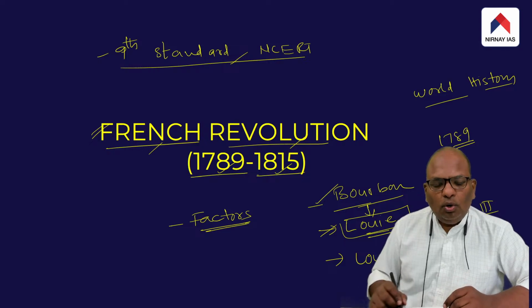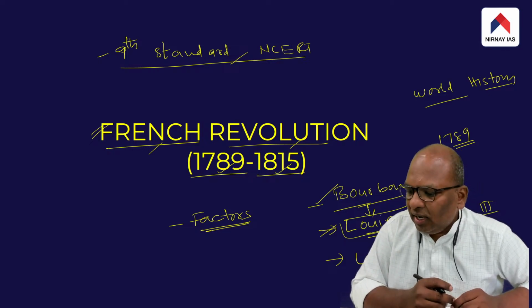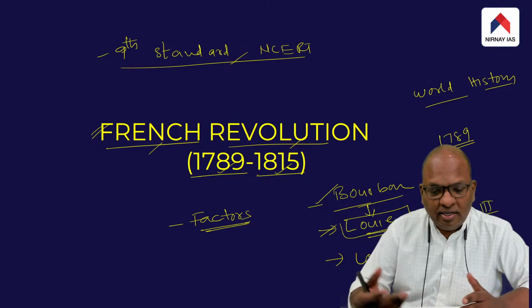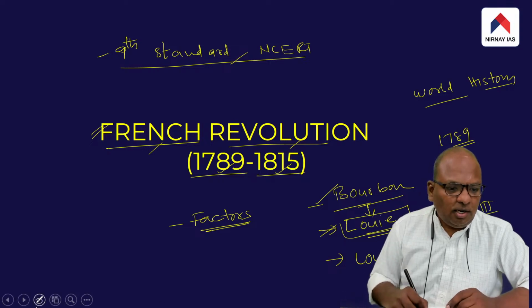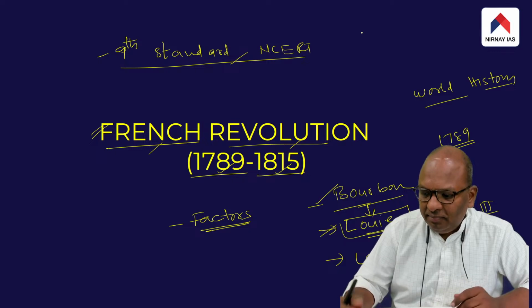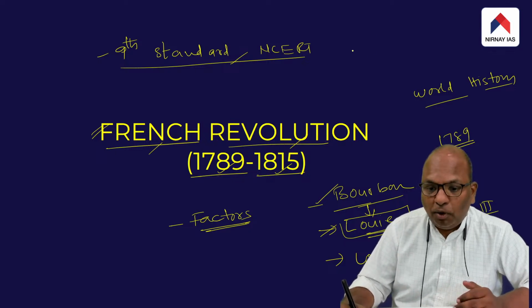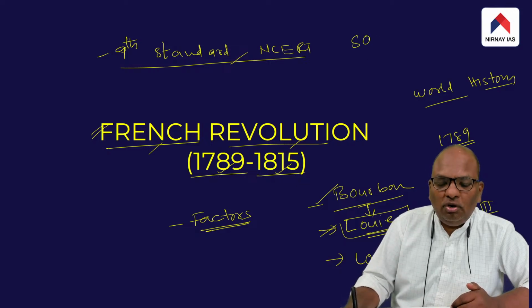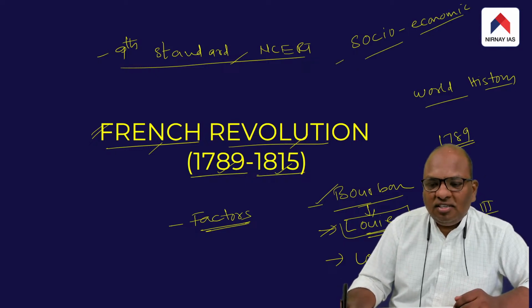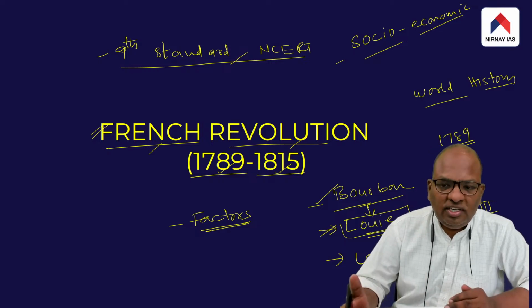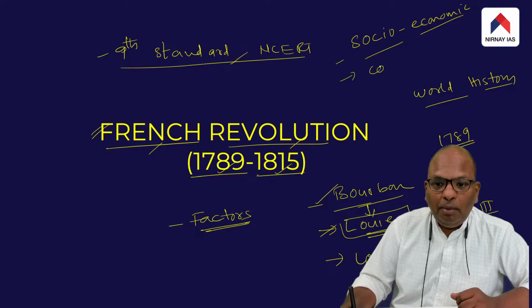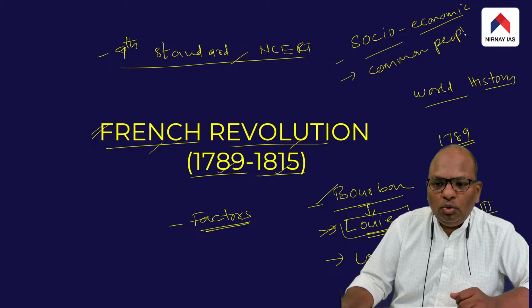The French Revolution was a revolution against political anarchy. I will explain what that means in a couple of slides. It was a revolution against the political despotism of the Louis. It was also a revolution against the socio-economic inequalities. What are those inequalities? I will be explaining them shortly. The French Revolution was led by the common people. The common people were the ones who took up this revolution.